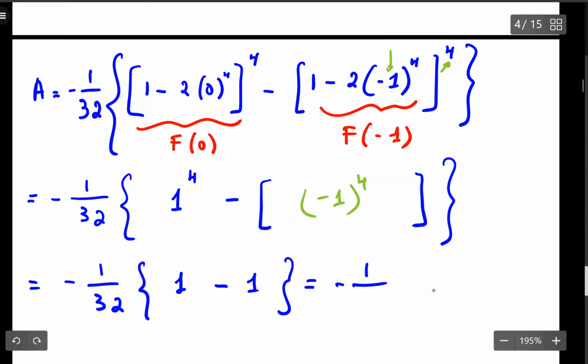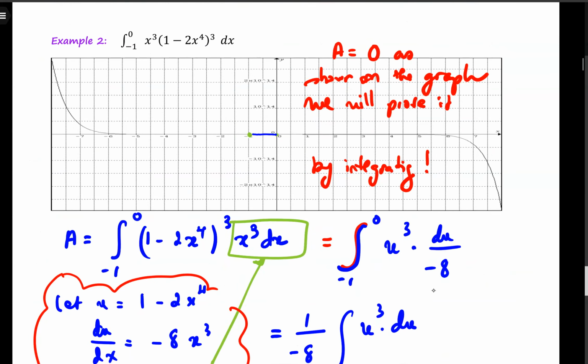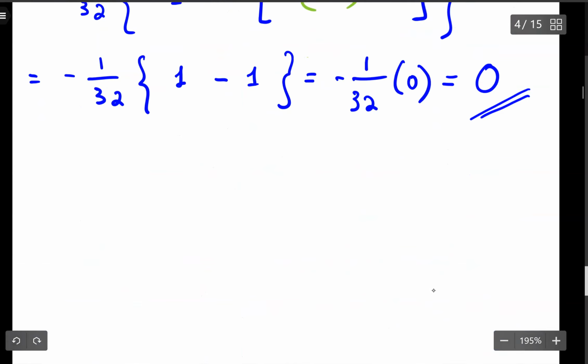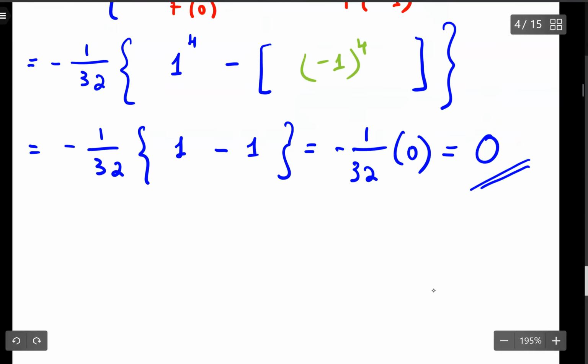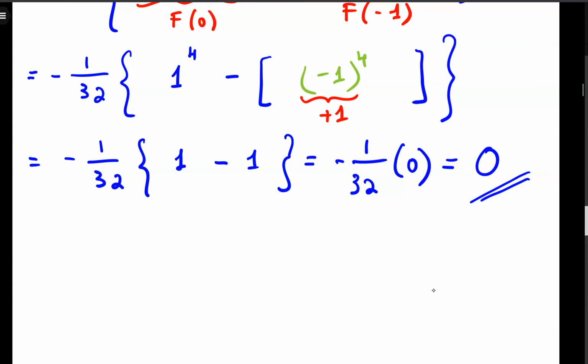So -1 over 32 times 0. So the area is actually equal to 0. Very good. So it's proven that it's just a straight line, so the area should be equal to 0. We apply integration, and using the Fundamental Theorem of Calculus, we also proved that this area is equal to 0. I want to remind everyone this becomes a positive 1. So 1 minus a positive 1, it means 1 minus 1, it becomes a 0.